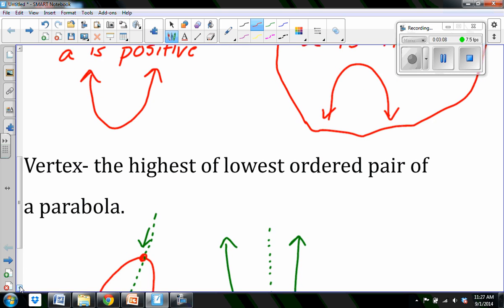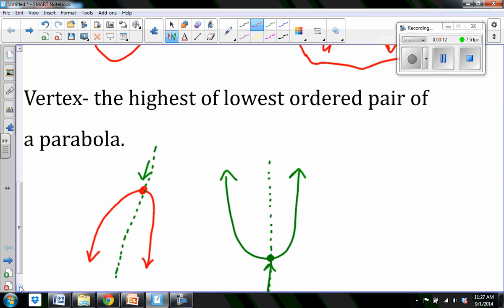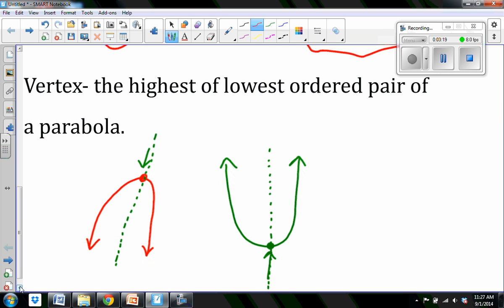And the last definition here is vertex. The vertex is defined as the highest or lowest point. It's the highest or lowest ordered pair of a parabola. And right there you can see two examples of the highest and lowest point of those two parabolas. Those are called the vertex of a parabola. And it's labeled as an ordered pair.